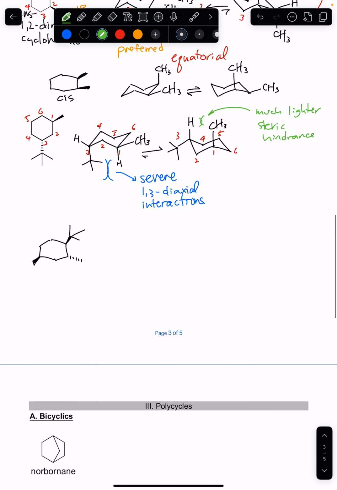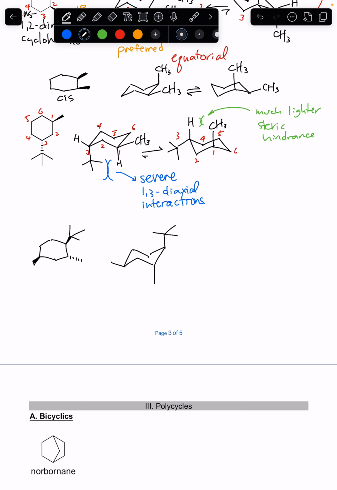Here's a bonus question for you. See if you can solve this. Again, maybe pause the video to think about it. So if I were to do this, here's t-butyl up, next to a methyl group down, and then here methyl group up. So that's one conformation. If I flip it, methyl group up, t-butyl up, methyl group down, methyl group up. Okay, so that's the two conformations.